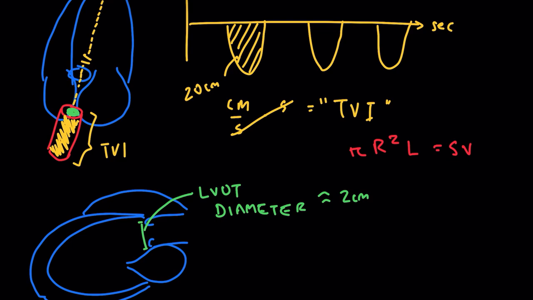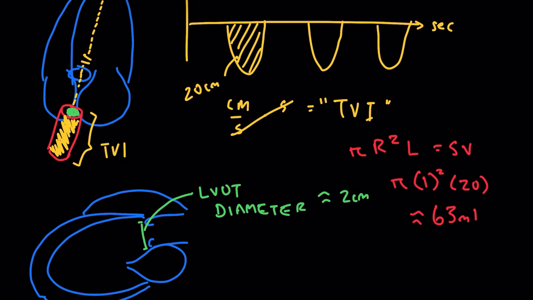Well, let's put some numbers in. Pi, the radius, we said the LVOT diameter is 2, so the radius will be 1. 1 squared times the length of the cylinder, that's the TVI, which we said was 20. That will equal about 63 milliliters. So 63 milliliters is our estimated stroke volume.